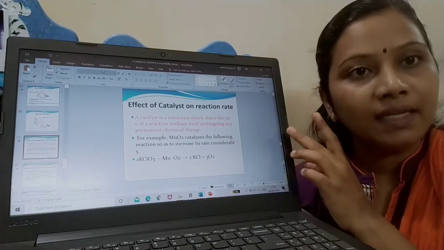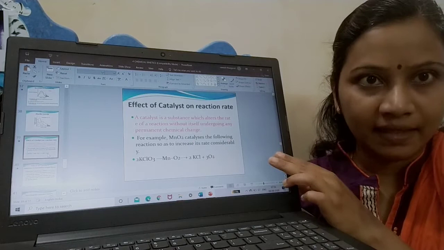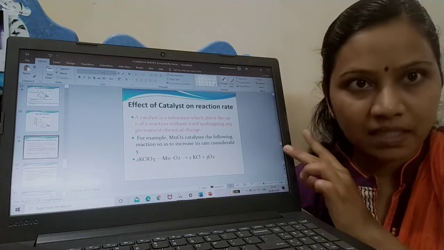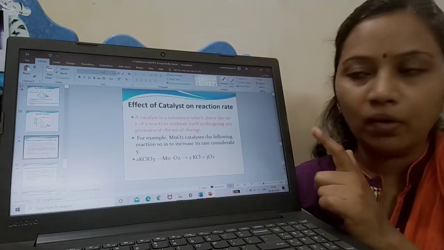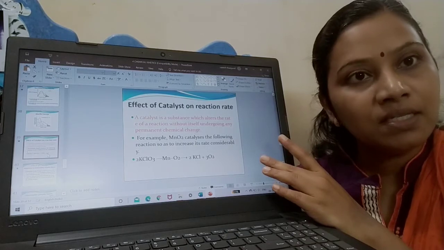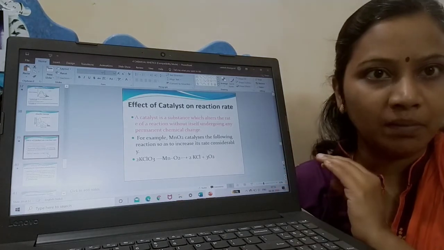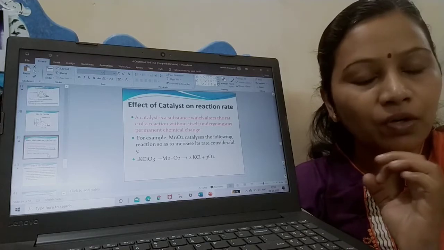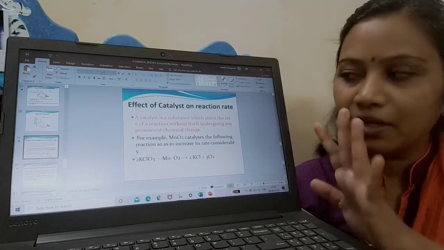Similarly, whenever a catalyst is present, the catalyst forms a temporary bond with the reactants. As a result, a complex is formed which lasts for a short period of time. It breaks down to give you the product. So this is the effect of catalyst. A catalyst changes the rate of a chemical reaction without the catalyst undergoing chemical change. That means the catalyst will not undergo any permanent chemical change, though it changes the rate of the reaction.